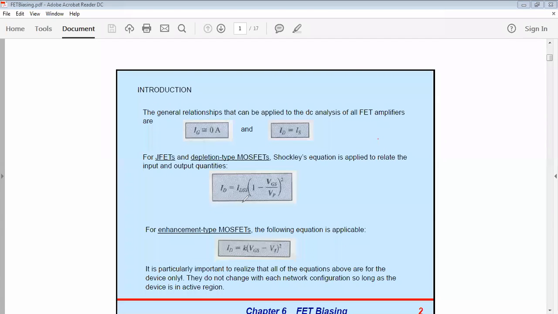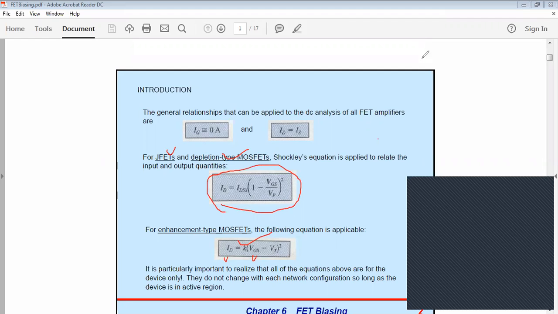This is the current equation for JFET and depletion type MOSFET. For enhancement mode MOSFET, this is the current equation. Once you know the ID value or VGS value, then find the other parameter. If you know the VGS, find ID. Or if you know the ID, find VGS. Once you know the ID, apply KVL to the output loop and find VDS. That is the procedure, right?